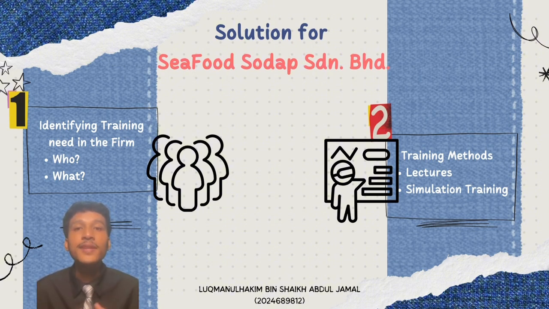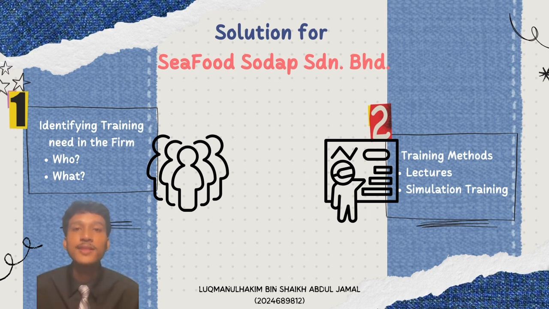Next is to find out what kind of training is needed. This means looking at the knowledge, skills and abilities that employees do not have yet. For example, training may be needed to fix performance problems and improve soft skills like communication and teamwork. By focusing on these areas, the company can help employees work better now and be ready for future challenges.